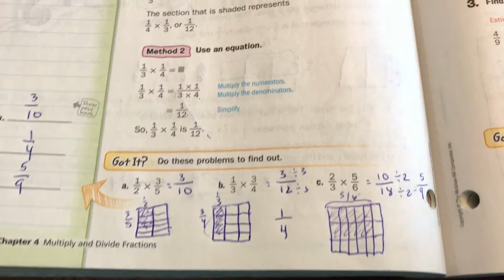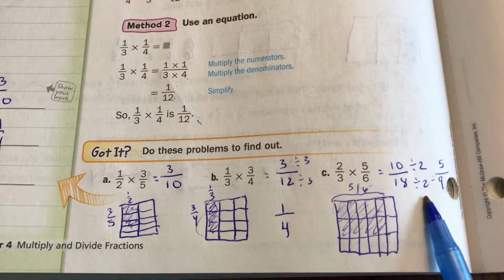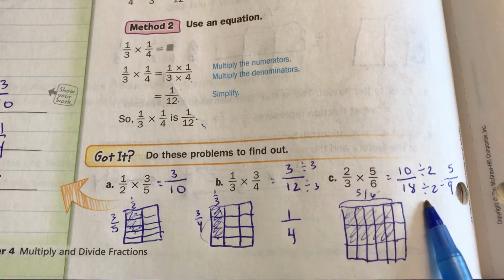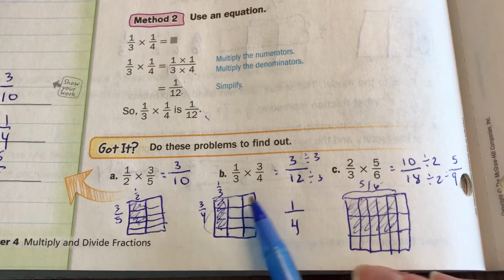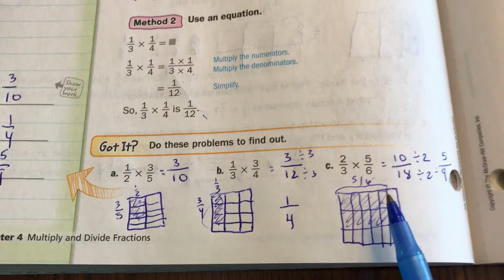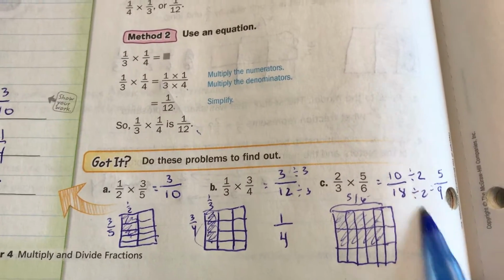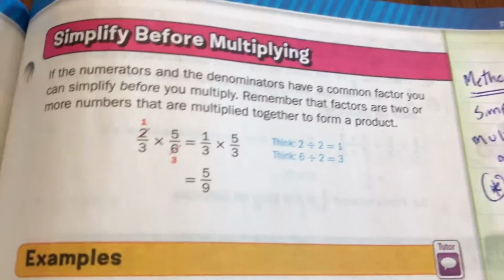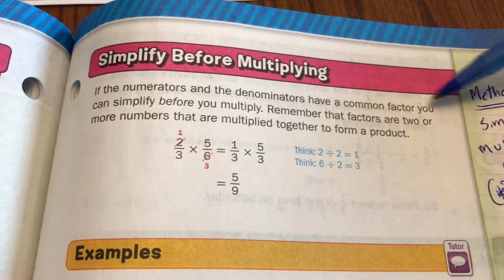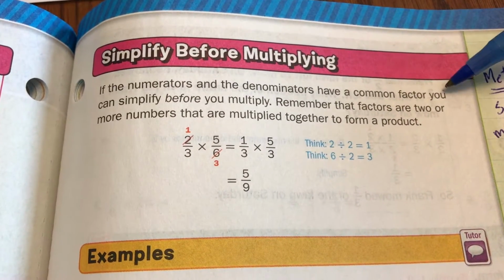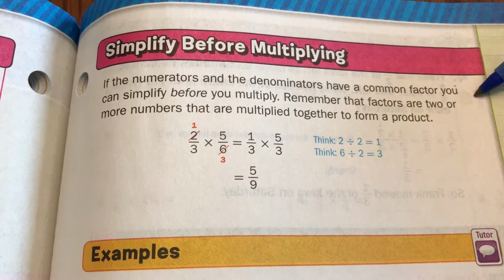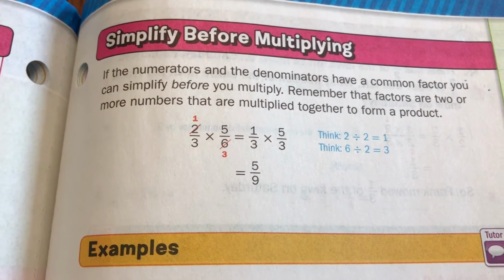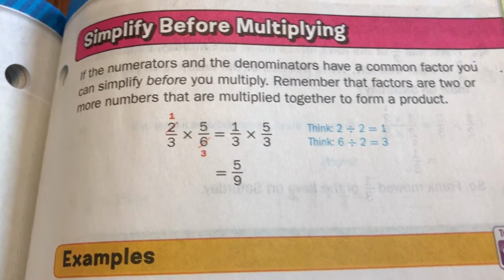Okay, so now I'm going to show you the awesome trick, because do you see how we had to simplify here? If we would have simplified before we multiplied, same with this, we had to simplify. If we simplify before we multiply, then it's easier. So watch the trick. If the numerators and the denominators have a common factor, you can simplify before you multiply. Remember that factors are 2 or more numbers that are multiplied together to form a product. So this is that greatest common factor thing.